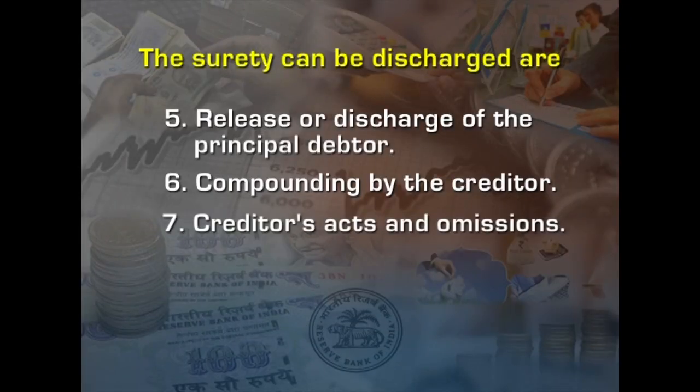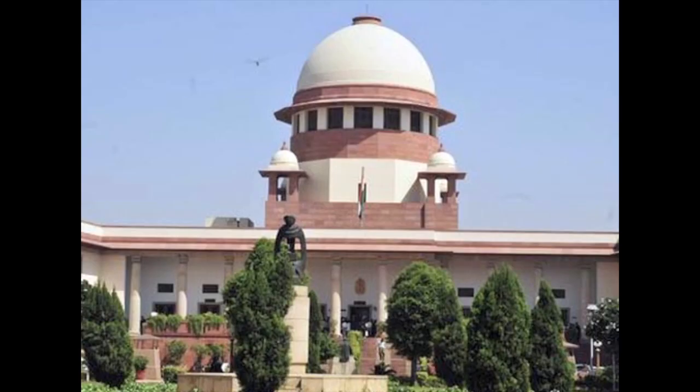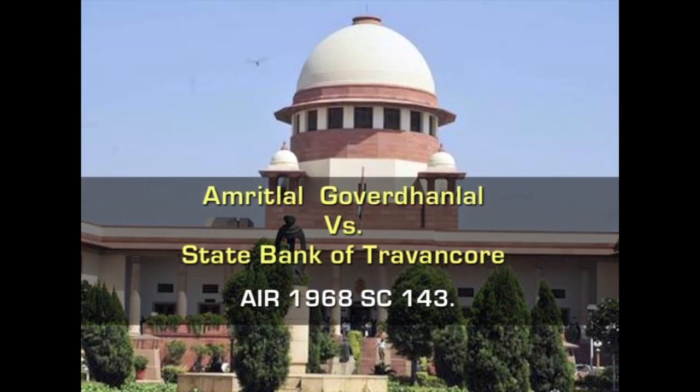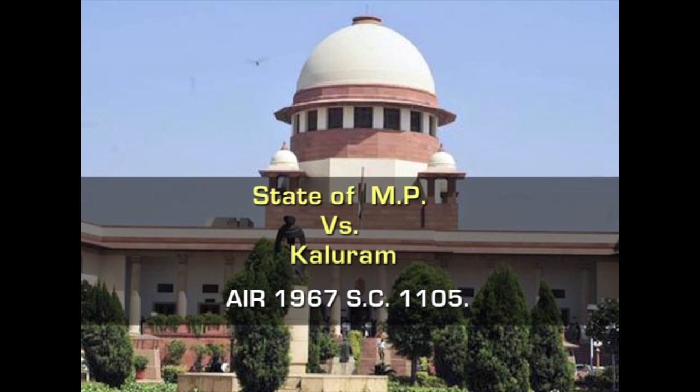7. Creditors' acts and omissions. Under Section 139 of the Indian Contract Act, creditors' acts and omissions impairing the surety's eventual remedy would discharge the surety from the liability. The Supreme Court, in the case of Amritlal Govardhanlal versus State Bank of Travancore and State of MP versus Kaluram, analyzed well this issue.